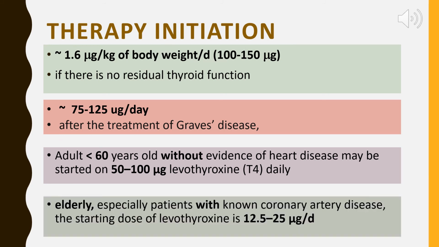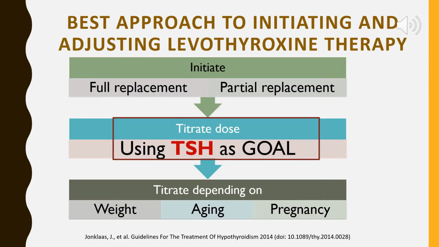For the elderly, especially patients with known coronary artery disease, starting dose of levothyroxine is at 12.5 microgram to 25 microgram per day. It is recommended that patients be evaluated at 6 to 8 week intervals until the serum TSH concentration is normalized. TSH normalization is the goal of levothyroxine therapy.